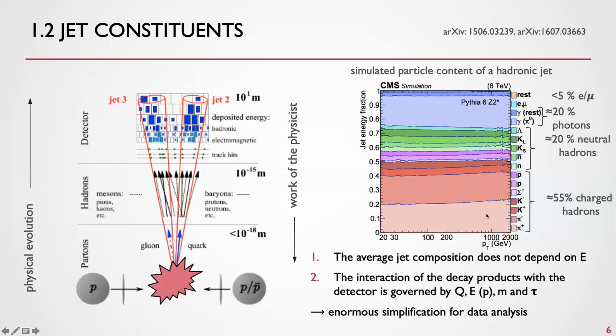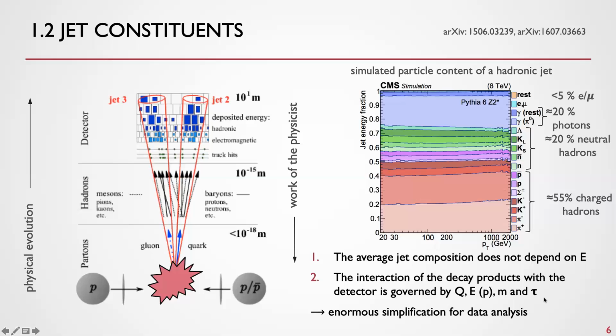However, average values don't tell you much about fluctuations. One jet can contain 60% photons and the next jet can contain 60% charged hadrons. That's completely normal, but the average values don't change. That's great, because we only need to know on average the interaction of the decay products with the detector as a function of the charge, the energy, the mass, and the lifetime.